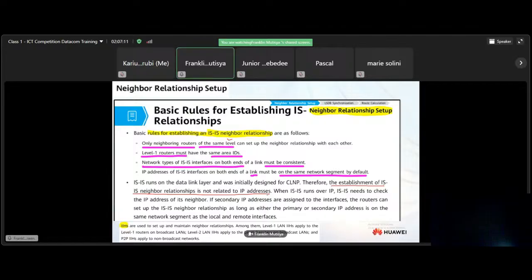So when ISIS runs over IP, ISIS needs to check the IP address of its neighbor. If a secondary IP address is assigned on the interfaces, the router can set up an ISIS neighbor relationship as long as either the primary or secondary IP address is on the same network segment as the local one.